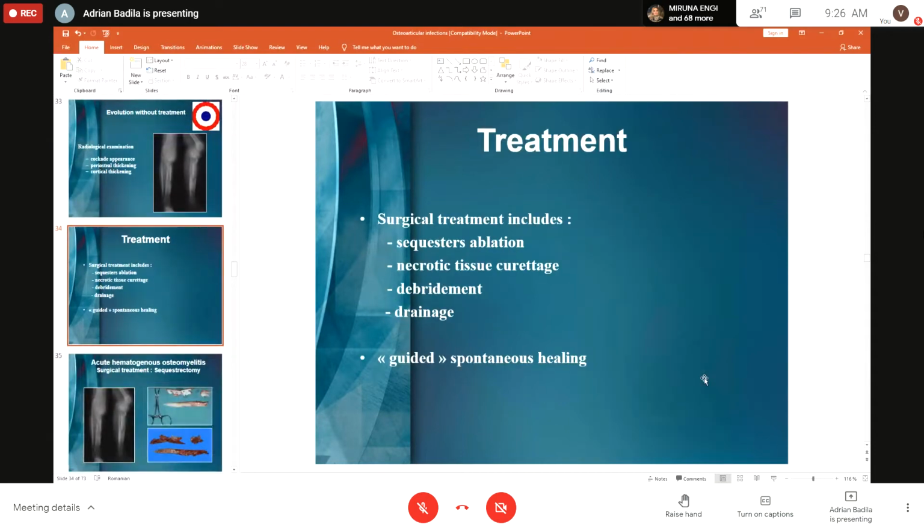The treatment includes, of course, the antibiotherapy, but also some surgical treatment. And surgical treatment will include the excision of the sequester, of these fragments of necrotic bones, curettage, debridement, and drainage. And in time, the so-called guided spontaneous healing.